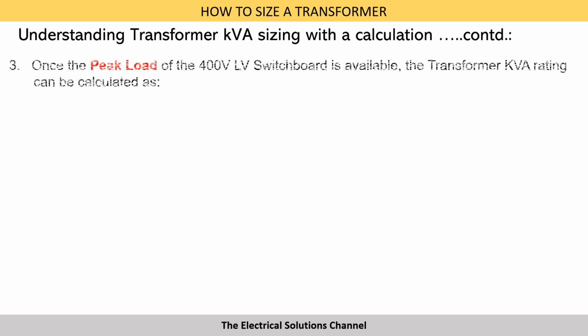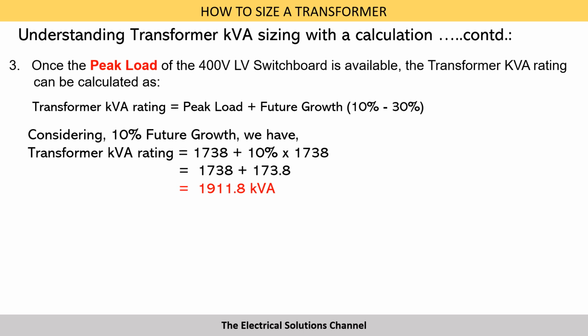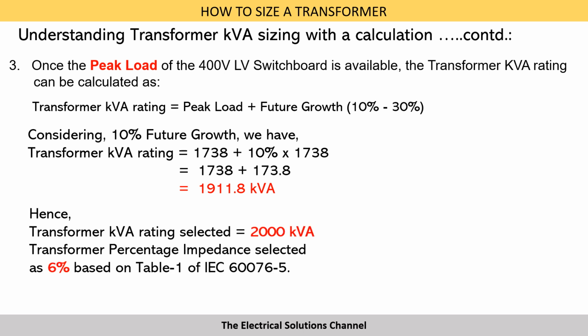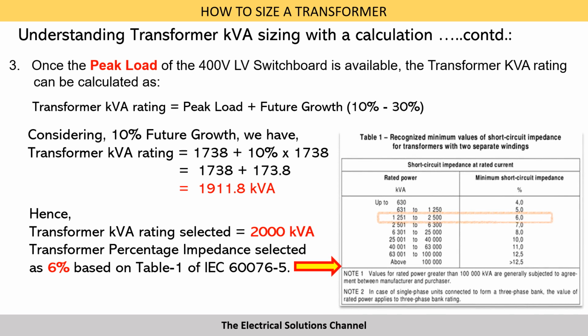Once we have the peak load of the 400 volt LV switchboard, we can now calculate the transformer kVA rating. The transformer kVA rating is calculated as peak load plus future growth. Considering 10% future growth, we have the transformer kVA rating as 1738 plus 10% of 1738, which works out as 1911.8 kVA.